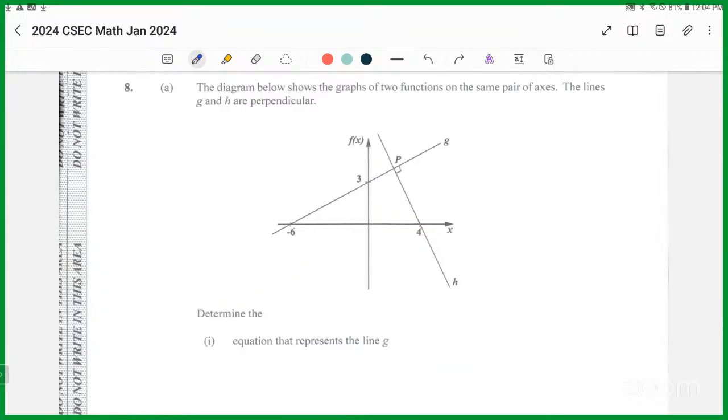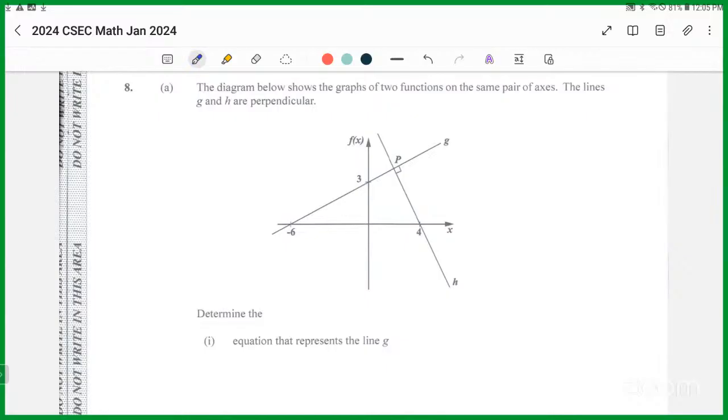Alright? This question says, coordinate geometry. The diagram below shows a graph of 2 functions. It's basically still 2 lines, right? On a pair of axes. The lines G and H are perpendicular. So you know they have negative reciprocal gradients. That's what this is about. Once I tell you about perpendicular or parallel, they are really talking about gradient. So since they're perpendicular, they have negative reciprocal gradients.